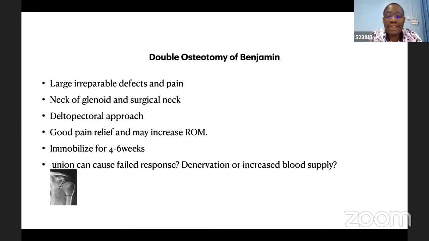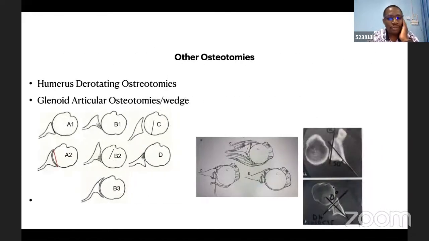They give good pain relief, and surprisingly, according to some textbooks, they also increase the range of motion. I would expect more pain relief than range of motion improvement. I don't know the mechanism. It is thought, the last I checked about this, that the fracturing results in increased blood supply around the shoulder, and that increased blood supply seems to relieve pain. But other people used to think it's denervation that causes the shoulder pain to resolve.